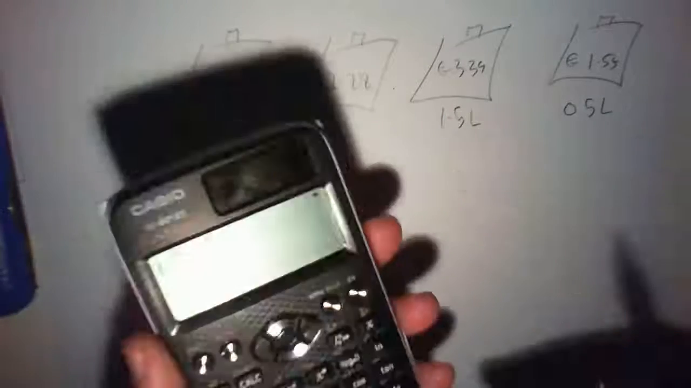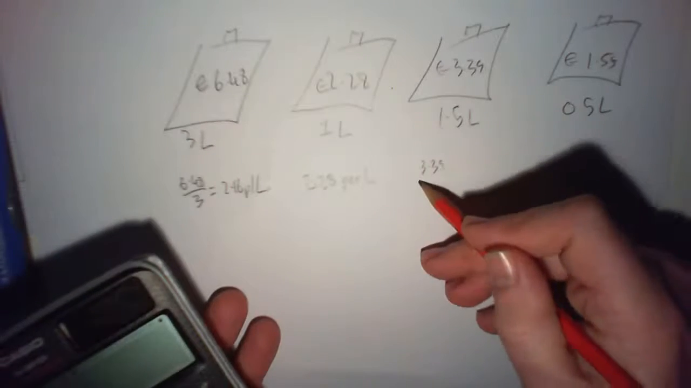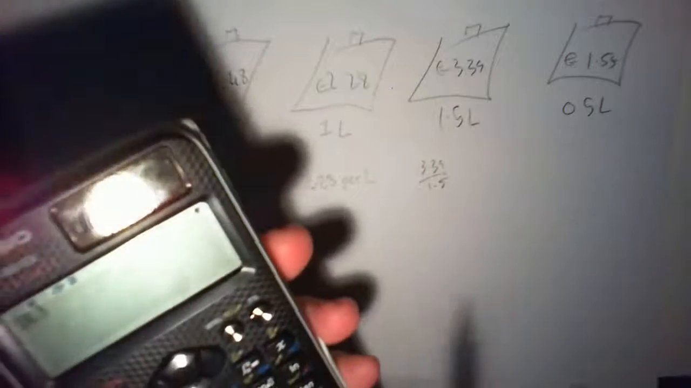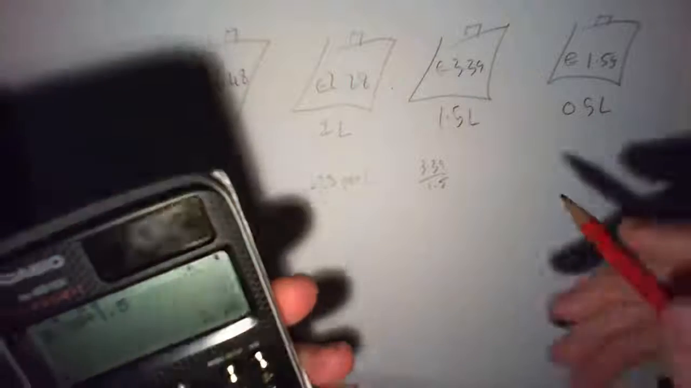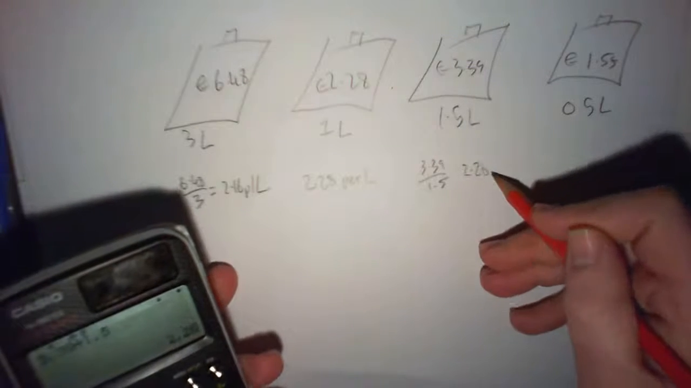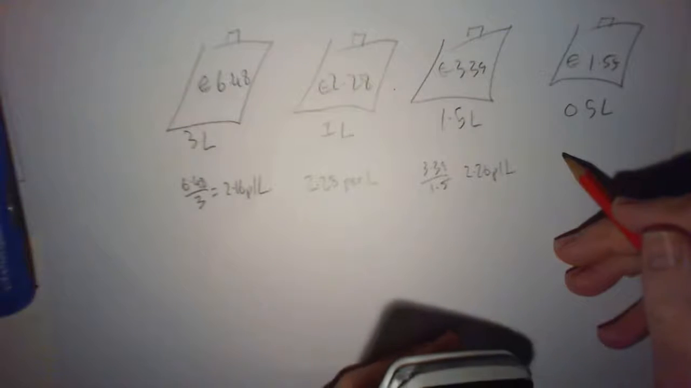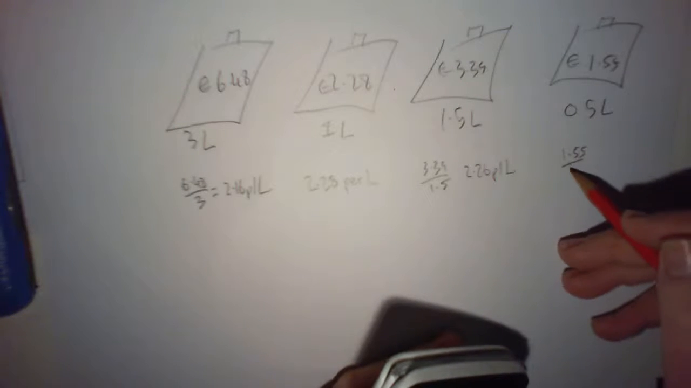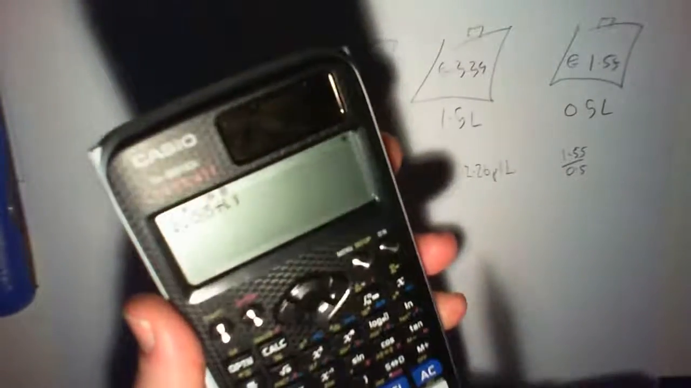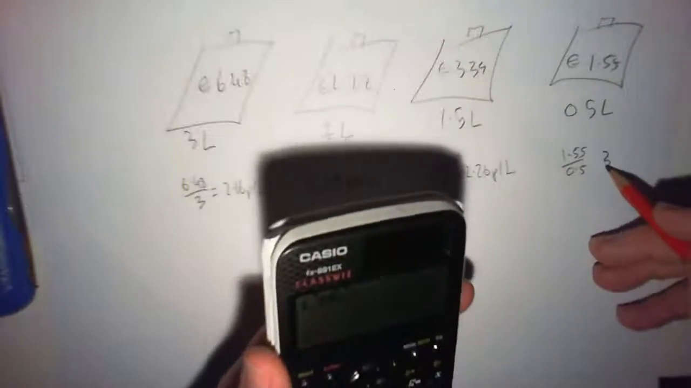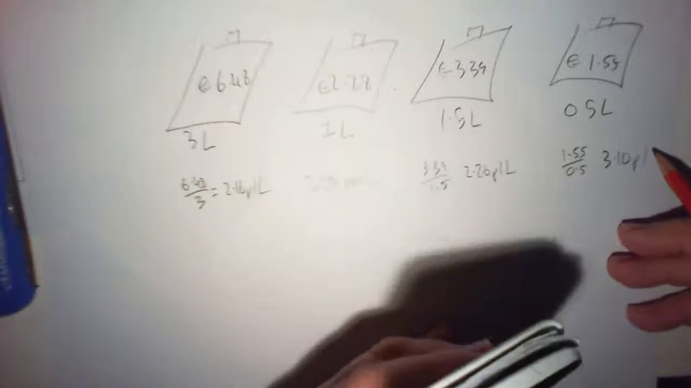Okay, what about this one? This is 339 divided by 1.5. 339 divided by 1.5, 226 per liter. Okay, and this one, this is going to be 1.55 divided by 0.5. Sounds expensive. This is €3.10 per liter.